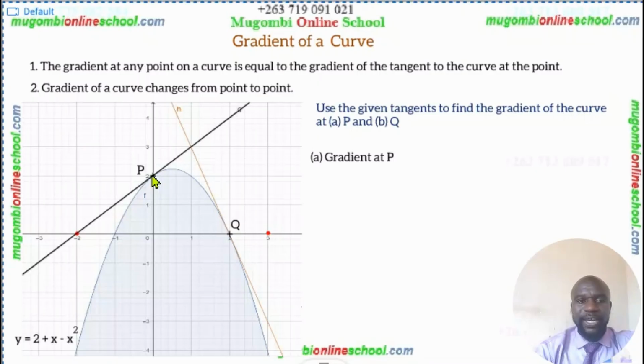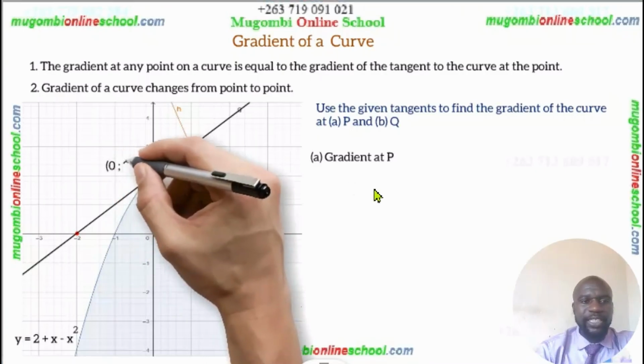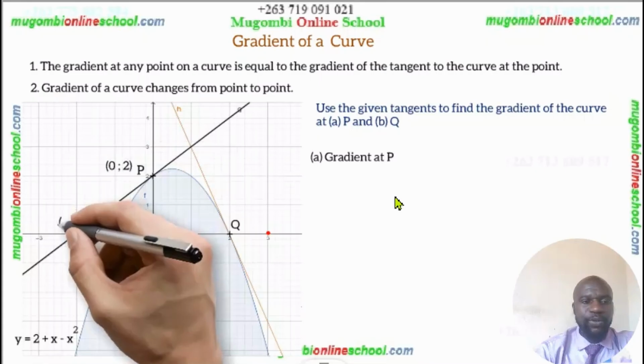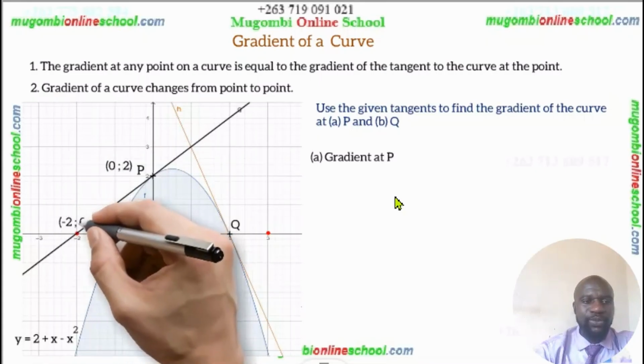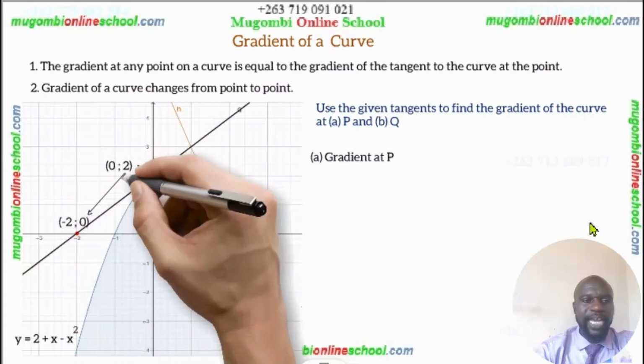So our coordinates, we are sure that point P has coordinates 0 and 2. So we need an additional point along this line which has exact values, like these ones at 1 and 3, as we can see here, or at minus 2 and 0. Any of these points are enough for us to calculate the gradient at point P. So we are going to use these coordinates 0, 2 at this point, which we are sure of, and these ones, which is minus 2 and 0. So these 2 points, they are enough.